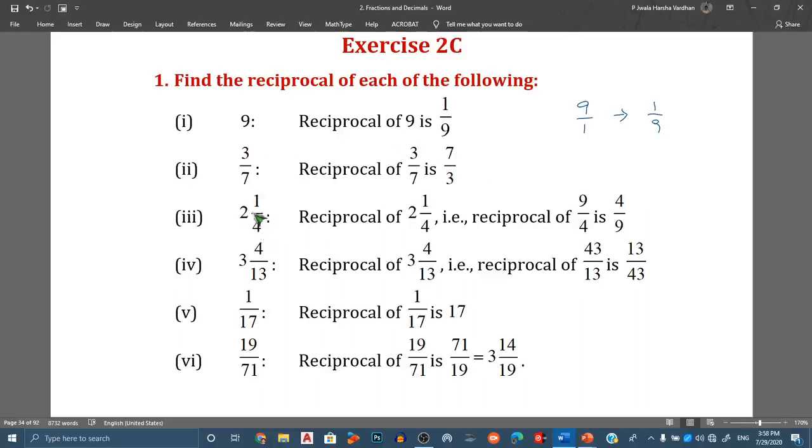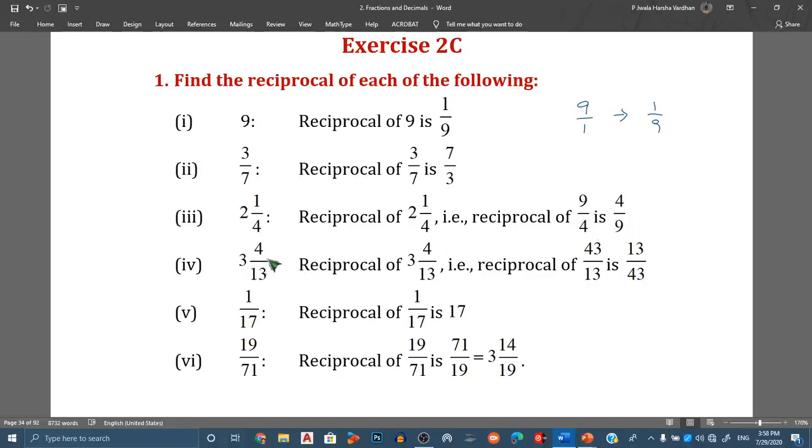Next, 2 1 by 4 means first convert it into the improper fraction. 4 times 2 is 8 plus 1, 9 by 4, and then you have to convert it into the reciprocal. First you have to remember that, first convert it into the improper and then take the reciprocal. So for 9 by 4, its reciprocal is 4 by 9.